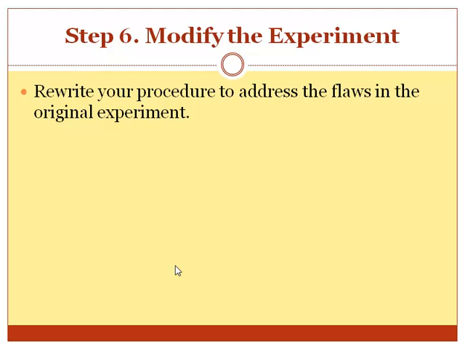Step 6. Now this step gets stuck in there. It's kind of off to the side in a little box in your flow chart. You have to rewrite your procedure to address the flaws in your original experiment. So if you find out that your data did not support your hypothesis, or that something went awry in your experiment, you might have to rewrite your procedure in order to make it a better experiment, which is just fine.